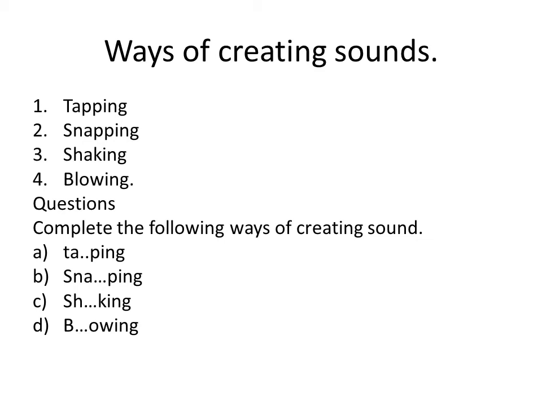Now, ways of creating sounds. How do we create sound? Number one, tapping. When you tap something, beating slowly, there is a sound that is created. Snapping. Snapping is using your fingers in the same hand. Shaking, that one we have talked about, shaking instruments or shaking a tin with stones.